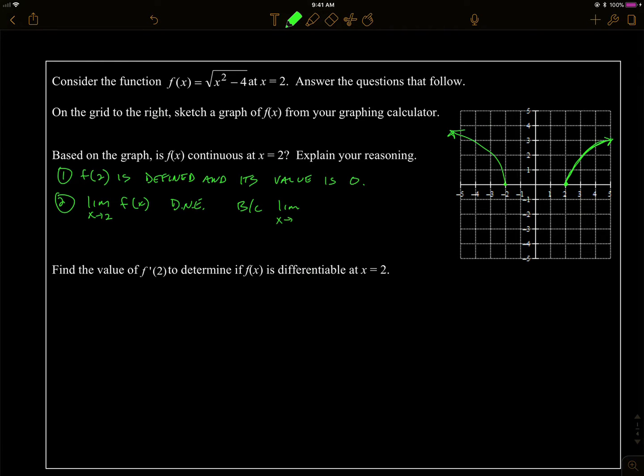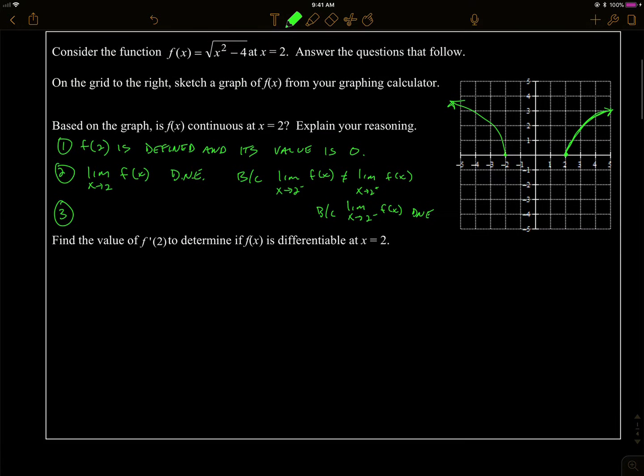So why would that not exist as x approaches 2? Well, the limit from the left does not exist because there's no graph to the left of 2. So that makes us say that the limit as x approaches 2 from the left does not equal the limit as x approaches 2 from the right. So therefore, the limit does not exist. And again, that's because there's no graph to the left of 2. All right, so criteria 3, just as a reminder, would be, are those two things equal? But of course, if the second one doesn't exist, then they're not equal. So we can say, therefore, the graph is not continuous at x equals 2.